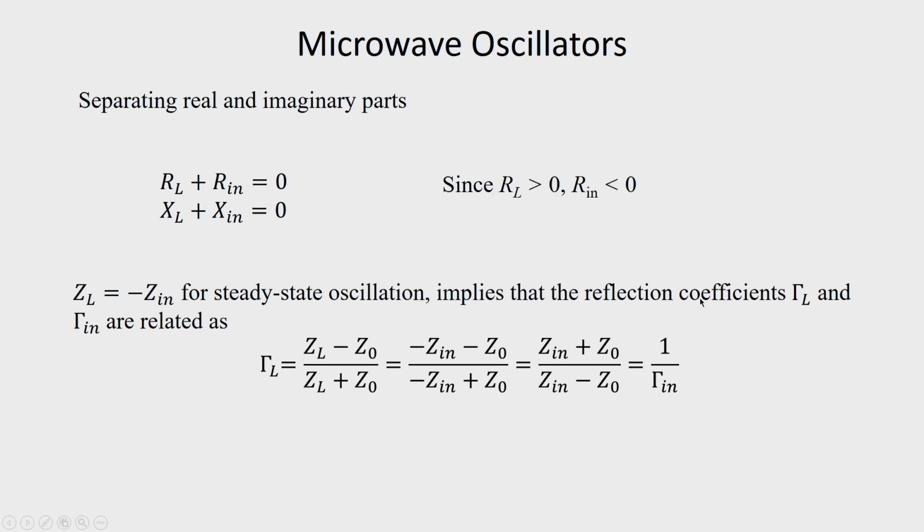It implies that gamma L, which is defined as ZL minus Z0 divided by ZL plus Z0, can be written as minus Zin minus Z0 divided by minus Zin plus Z0, and this can be written as Zin plus Z0 divided by Zin minus Z0, which is essentially 1 by gamma in.